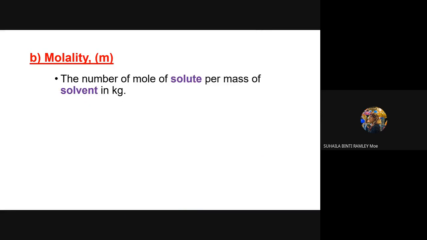The next one we have is molality. The symbol is small m. This one is a relation between mass and mass. So we have moles of solute over mass of solvent in kg. The difference between molarity and molality is that this one uses the mass of solvent, whereas the previous one was volume of solution. So the mass of solvent must be in kg, and the unit is mole per kg.